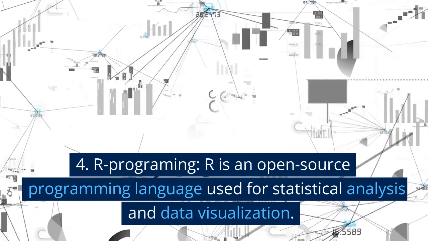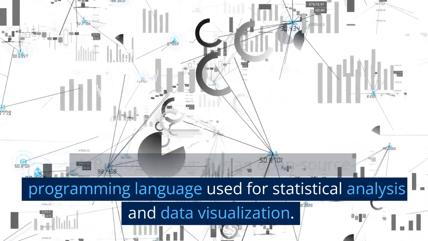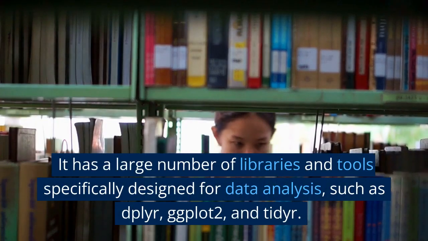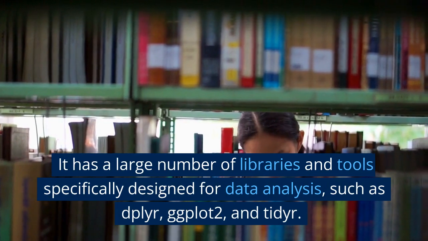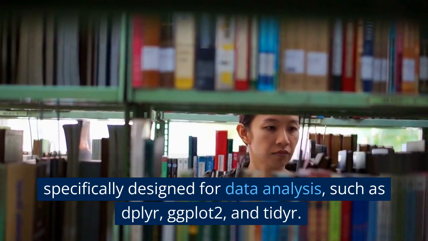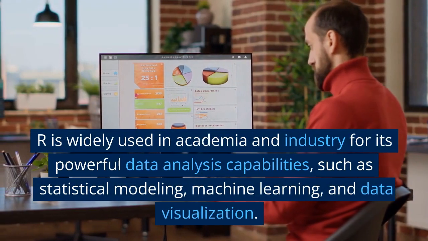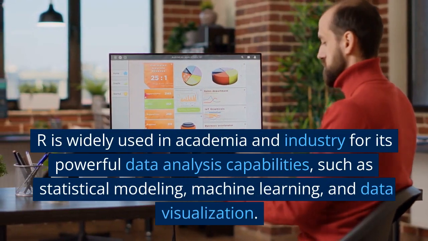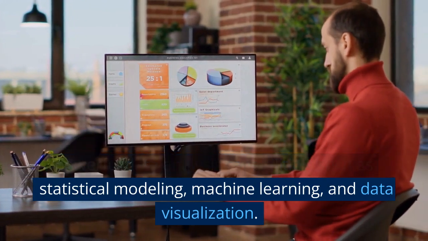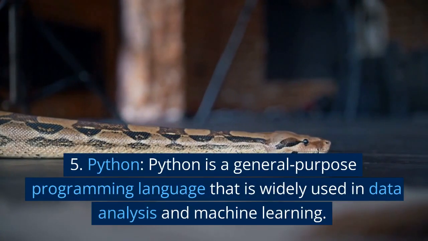4. R programming. R is an open-source programming language used for statistical analysis and data visualization. It has a large number of libraries and tools specifically designed for data analysis, such as dplyr, ggplot2, and tidyr. R is widely used in academia and industry for its powerful data analysis capabilities, such as statistical modeling, machine learning, and data visualization. 5. Python.